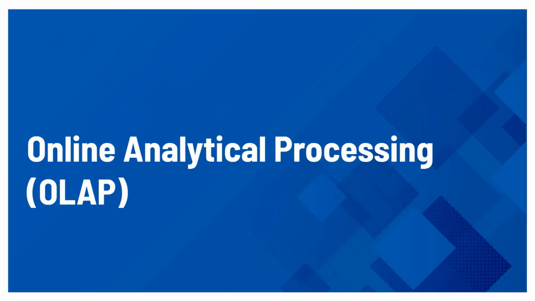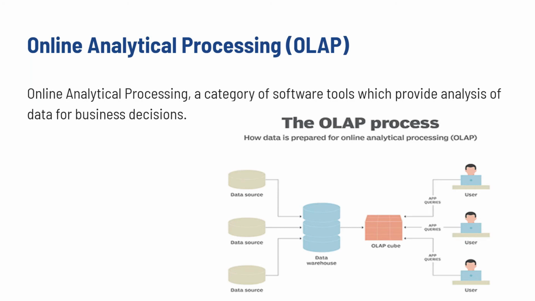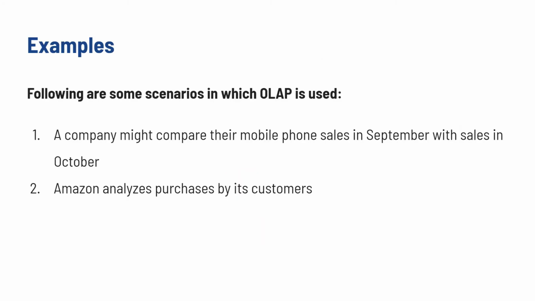Online Analytical Processing. Online analytical processing is a category of software tools which provide analysis of data for business decisions. OLAP systems allow users to analyze database information from multiple database systems at one time. The primary objective is data analysis and not data processing. Any data warehouse system is an OLAP system.